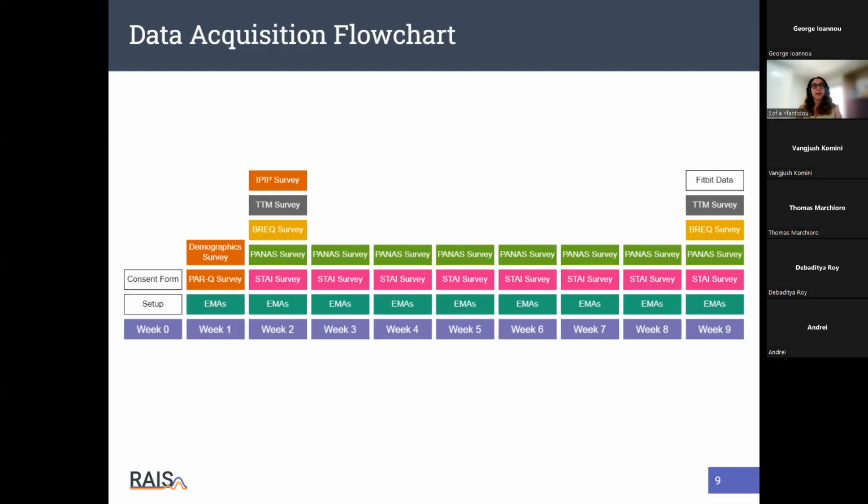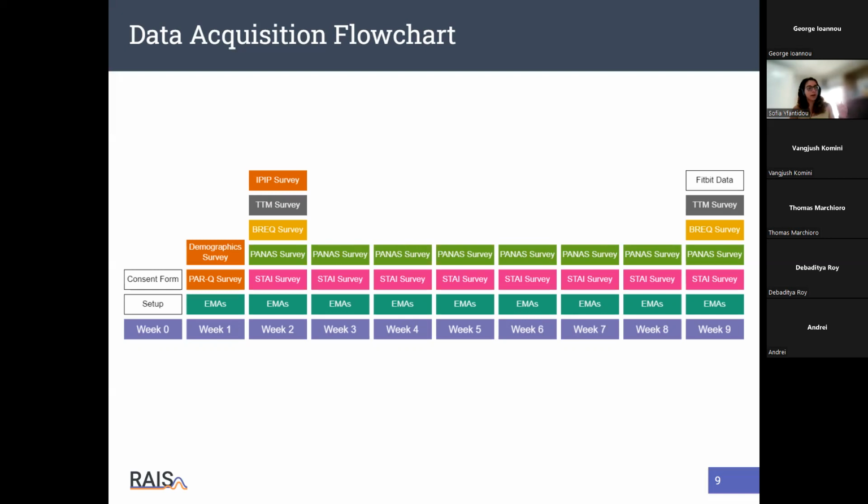On week 2, we had a set of surveys that were both psychological as well as some weekly surveys, such as the PANAS and the STAI survey, that measure the affects and the emotions of the users, whether it's positive or negative, and the stress level. So in green, you can see the emotion survey, and in pink, you can see the stress level survey that was delivered to the users on a weekly basis.